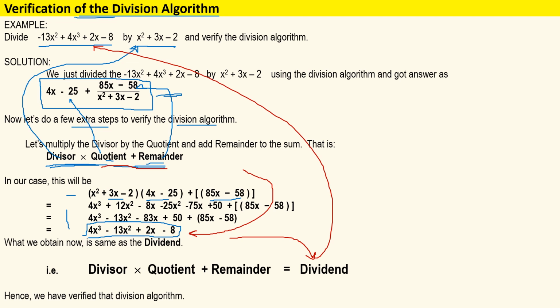So we did see here that when the divisor is multiplied by the quotient and then the remainder is added, we get the dividend, and hence we have verified the division algorithm as well.